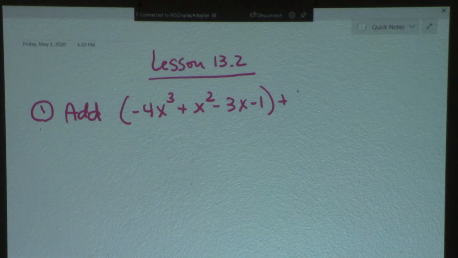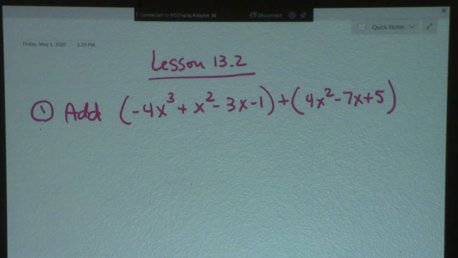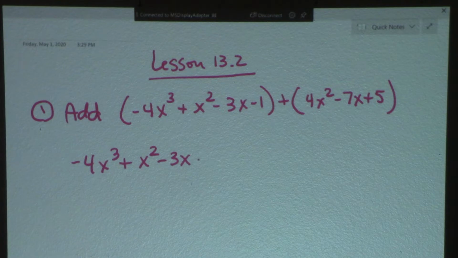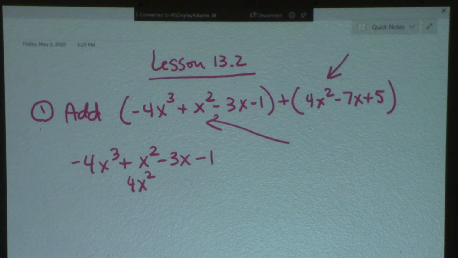So we're going to add this polynomial plus another one. Okay, go ahead and write that down. Now what I do when a problem is written right to left like this is I write it underneath, one underneath another, so that I can see what I need to combine together. Okay, so here's the first one, and that's in standard form because I got 3, 2, 1, and then no exponents, and this one is also. But this one starts with 4x squared, so I'm going to put this underneath the 4x squared term.